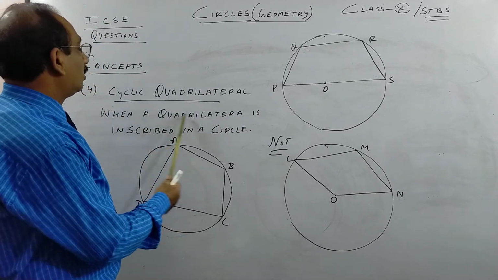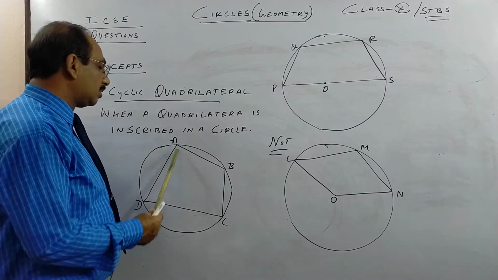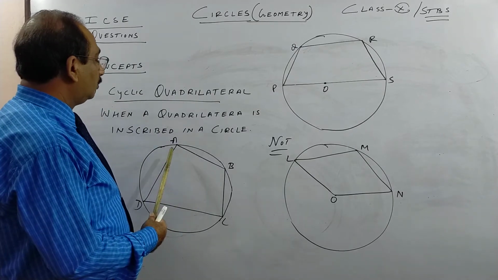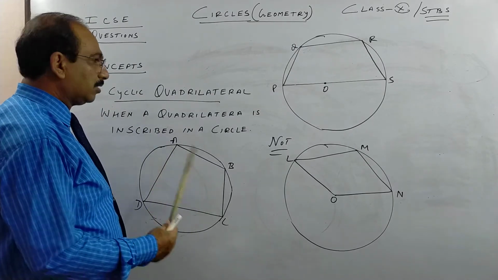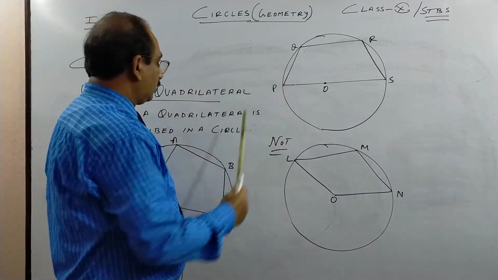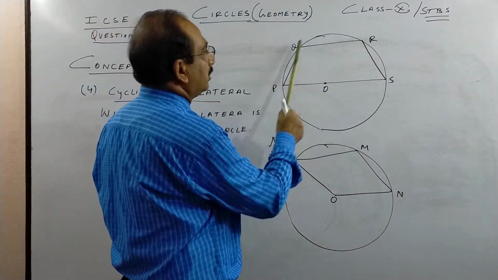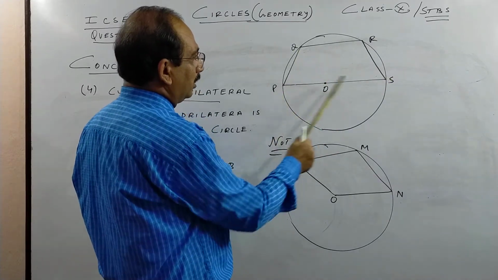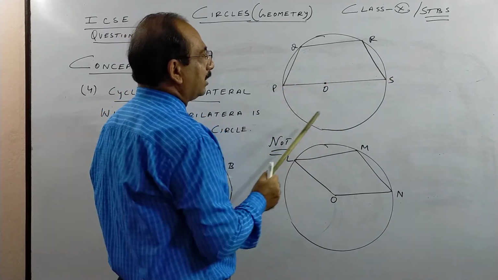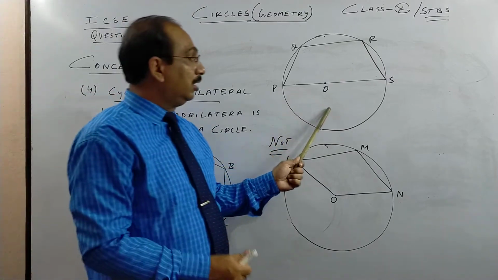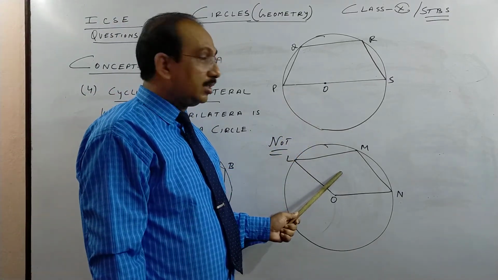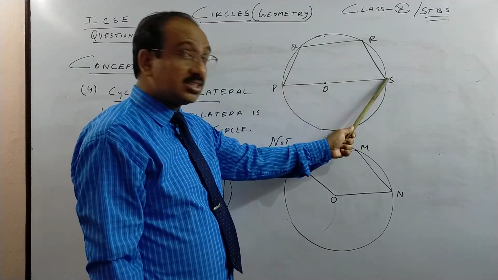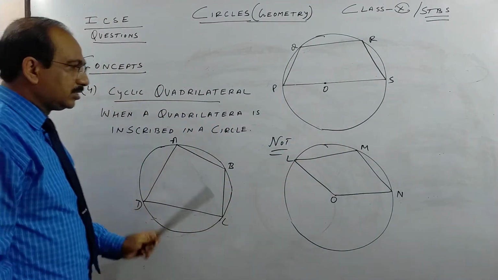So when a quadrilateral is inscribed in a circle, you have a four-sided figure, any four-sided figure. This is called a cyclic quadrilateral. Same way here, see. And another point, you will see all the four vertices, children. These are called vertices, where two lines meet. So these P, Q, R, S are vertices. So this is also a cyclic quadrilateral. Why? It is inside a circle. Second thing, see, this is also a quadrilateral inside a circle, but all four vertices are on the circumference.